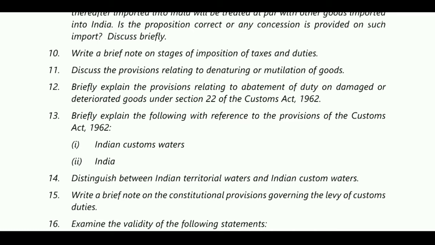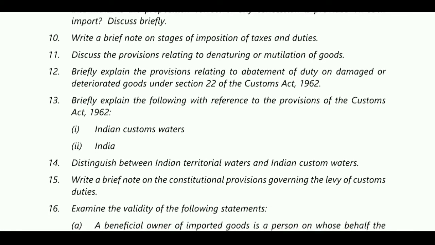As far as the Indian customs waters, Indian territorial waters, and constitutional provisions are concerned, they have been considered in the basic concepts video. The abatement portion, denaturing, and mutilation of goods have been discussed in the third part of the customs video. And the imposition of tax and duties has been considered in the first or second part, most probably in the first part itself. So you can directly go to the first part, the third part and the customs basics, so that you can clearly get through the concepts related to these. And later on you can directly go through the module for the answers portion.